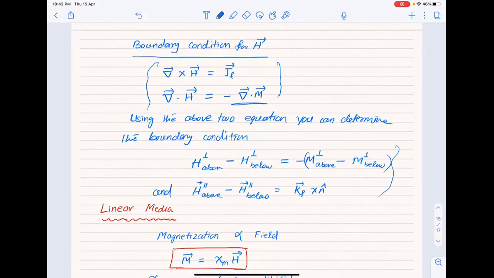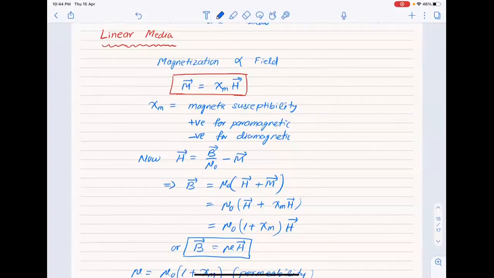Okay, next I shift my discussions to linear media. So what do I mean by linear media? Before I begin the discussion, please note that in paramagnetic and diamagnetic material, whatever we have discussed so far, the magnetization is sustained by the applied field. So you apply the field and you have a magnetization, you remove the field, and the magnetization inside the material becomes zero. As long as there is B, you will have the magnetization M. You remove B, you lose M.